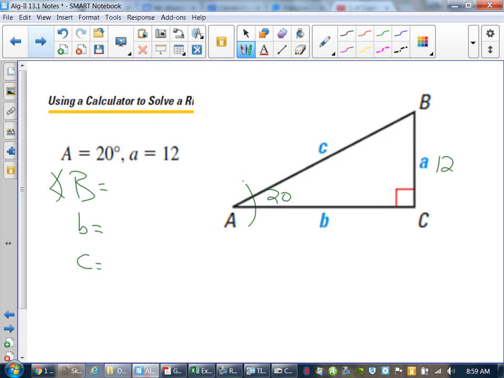Remember the little trick in geometry that if you have a right angle, the other two angles have to be complementary. So they have to equal 90. So that's where you get that. So yes, you get 70.